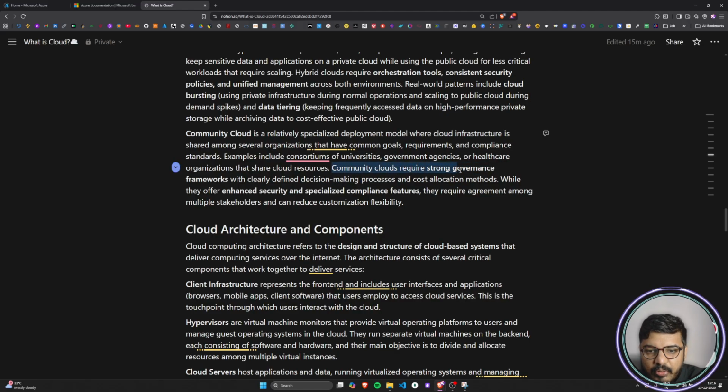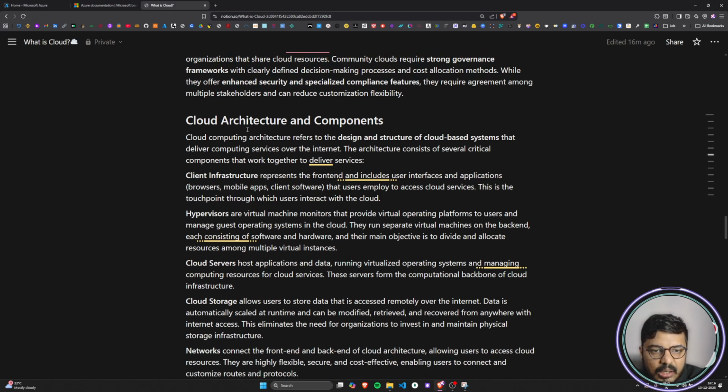Community clouds require strong governance frameworks which clearly define the decision making process and cost allocation method. While they offer enhanced security and specialized compliance features, they require agreement among multiple stakeholders and can reduce customization flexibility.